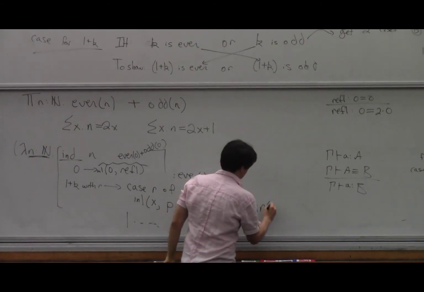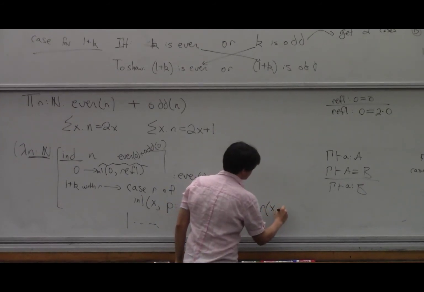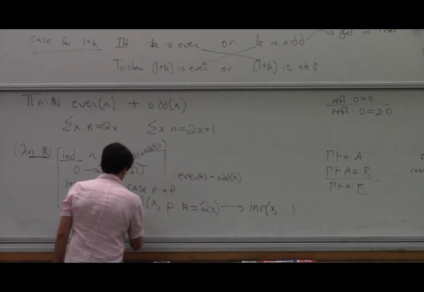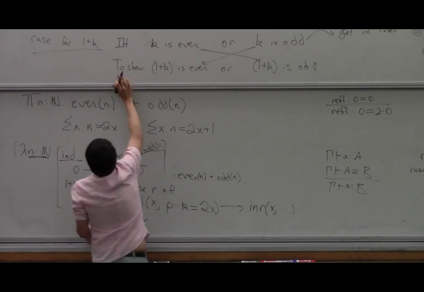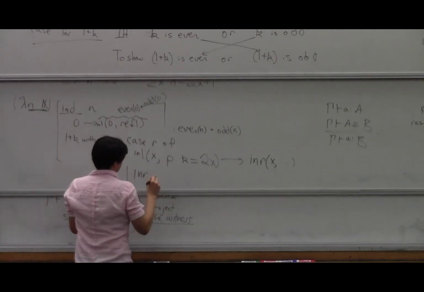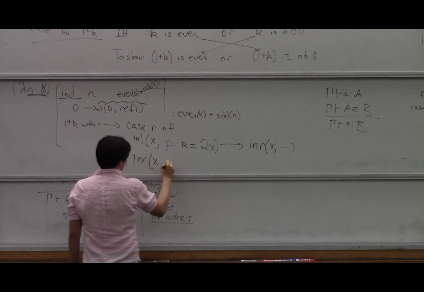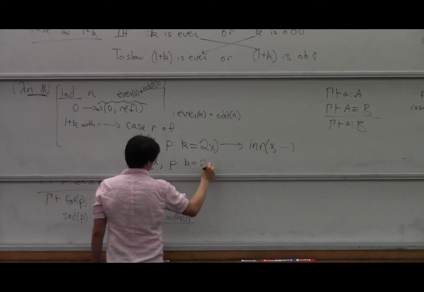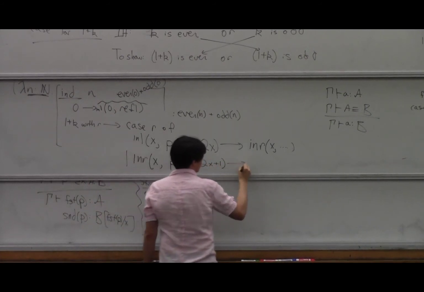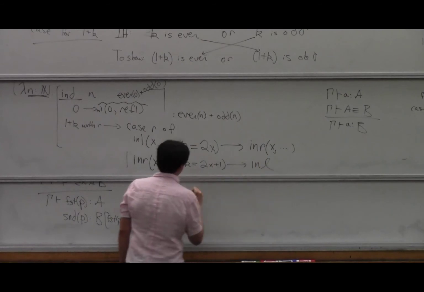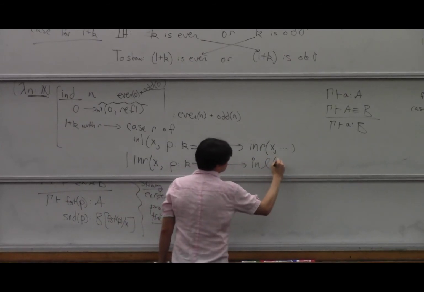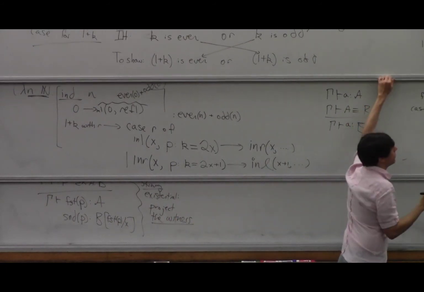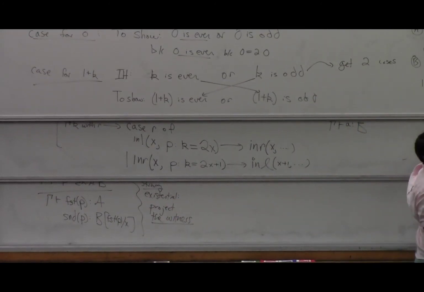And then here we take the same witness and a slightly adjusted proof. And then in the inright case, what we did was we said we get x and p, which is a proof that k is equal to 2x plus 1. And then we switch that to an in-left case with x plus 1, and then the slightly adjusted proof that we did down here. Okay?